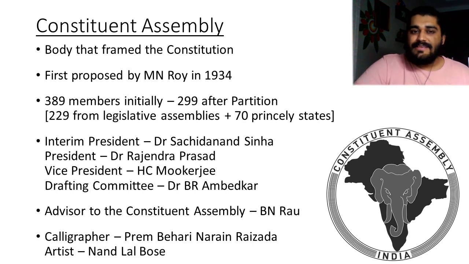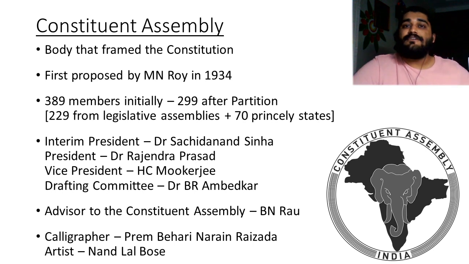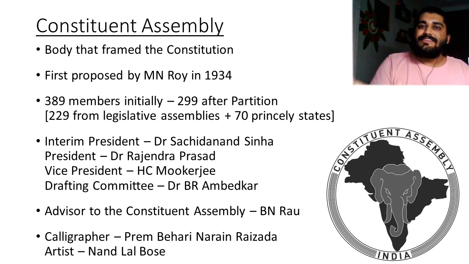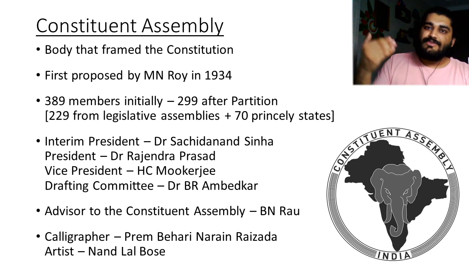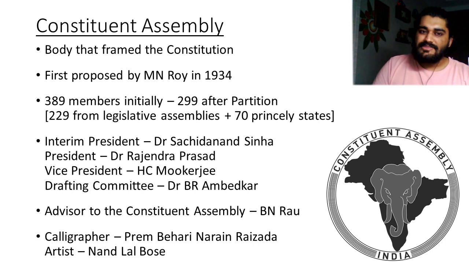As for the leadership of the assembly, you need to remember that the interim president was Dr. Sachidanand Sinha. You may be aware that Dr. Rajendra Prasad was the president. However, before the president was finally elected, there was a certain period of time during which they had to nominate a person as the president of the assembly before formal elections could be held. So Dr. Sachidanand Sinha was the oldest member of the Constituent Assembly and was therefore the interim president of the assembly. Rajendra Prasad was subsequently elected to be the president from among the members. His vice president was Mr. H.C. Mukherjee.